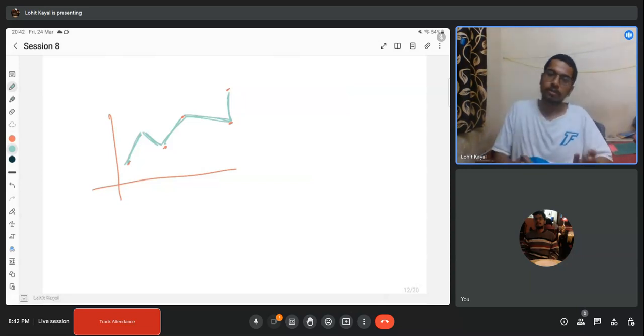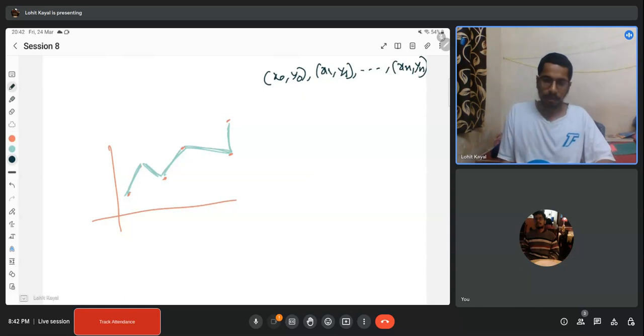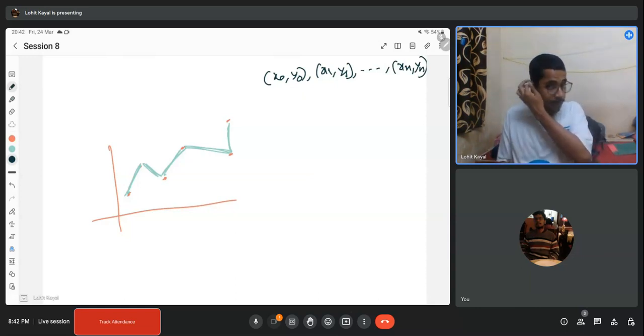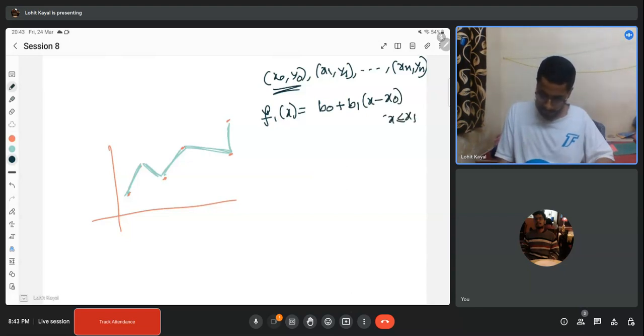Here I can fit a straight line for these different data points. I will solve a problem for the linear interpolation, the linear spline. Suppose I have data points x0, y0, x1, y1, up to xn, yn. I can fit some polynomial for this. Suppose my f1 of x equals b0 plus b1 times x minus x0, for x between x0 and x1.